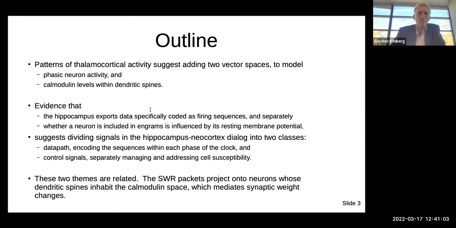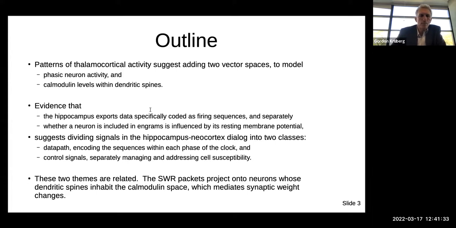Theme 1, patterns of thalamocortical activity suggest that we add 2 vector spaces in order to model them properly. 1, a vector space to cover phasic activity of neurons, distinct from tonic activity. And then 2, calmodulin, calcium ion calmodulin levels within dendritic spines.